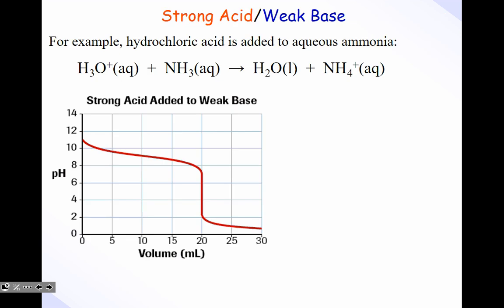Strong acid, weak base combo. So let's take a look at that. For any strong acid plus weak base, if we take a look at the pH at the equivalence point, it is going to be below 7, which makes sense because you're reacting a strong acid with a weak base, okay?